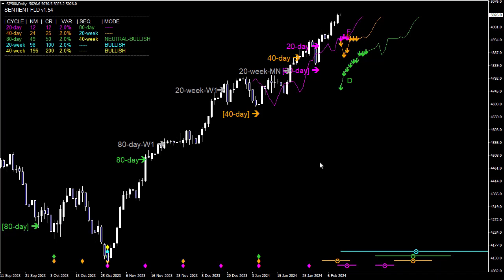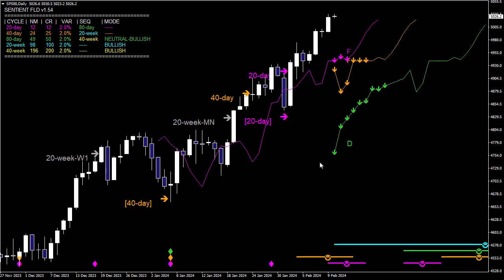This is the S&P 500, and of course we have our FLD indicator displayed. But notice how the FLD indicator helps us to anticipate the kind of price interaction that we are expecting at each one of our indicators. You will notice here we are expecting an acceleration point downwards. That is an F category interaction. That is, of course, the 20-day cycle FLD.